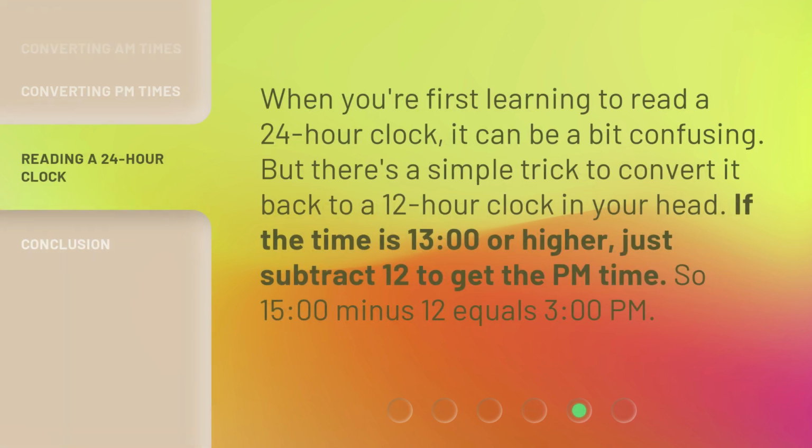When you're first learning to read a 24-hour clock, it can be a bit confusing. But there's a simple trick to convert it back to a 12-hour clock in your head. If the time is 1300 or higher, just subtract 12 to get the PM time. So 1500 minus 12 equals 3 PM.